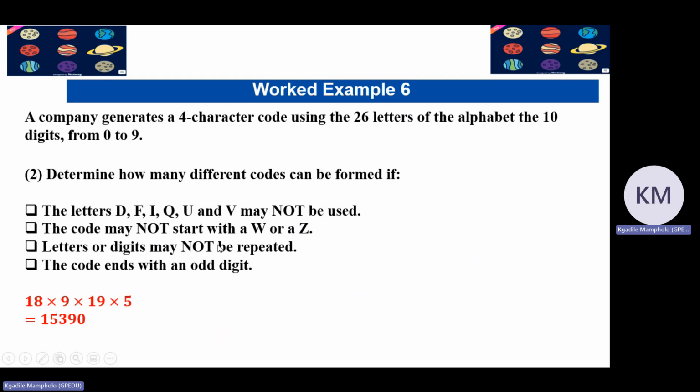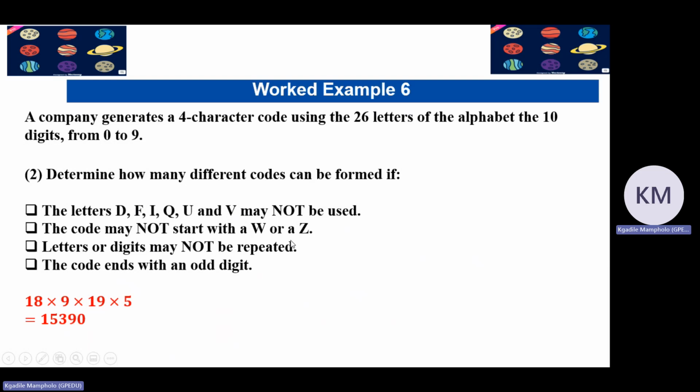So now, we didn't say W and Z cannot be used. We said cannot be used at the beginning. So it means W and Z can still be used as the letter here. So letters used in total, there must be 20, because we'll only exclude D, F, I, Q, U, and V. So there are 20.